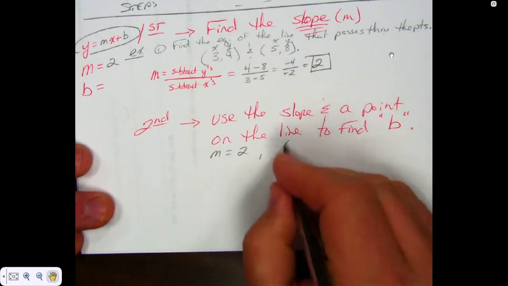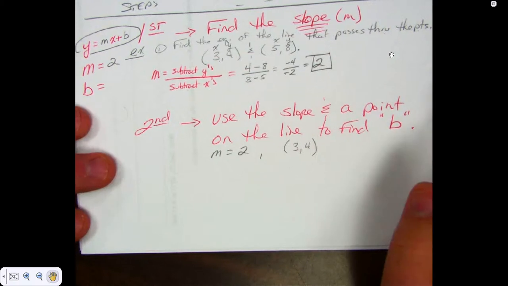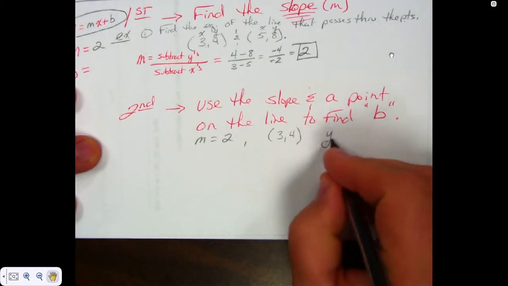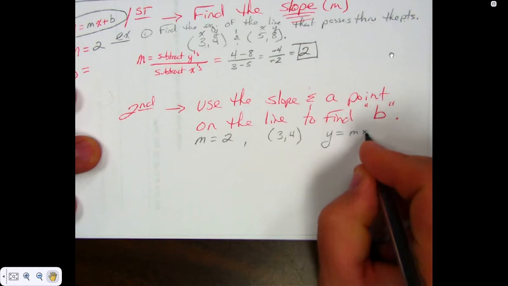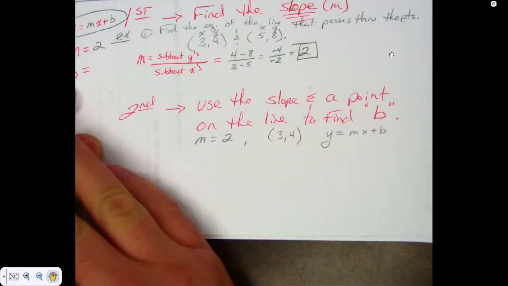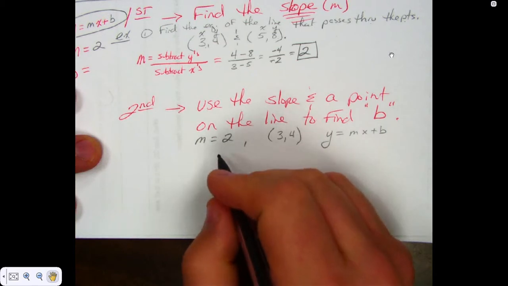So you want to use the point 3, 4. Okay. Here's the reason you do that. What is slope-intercept form? Y is equal to what? Mx plus what? Don't agree? This is my M. Stop writing. I told you guys to watch me. Put your pencils down.